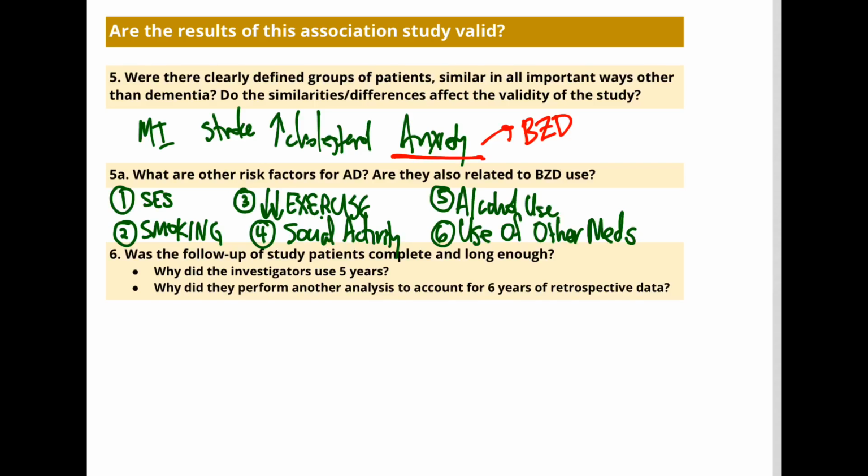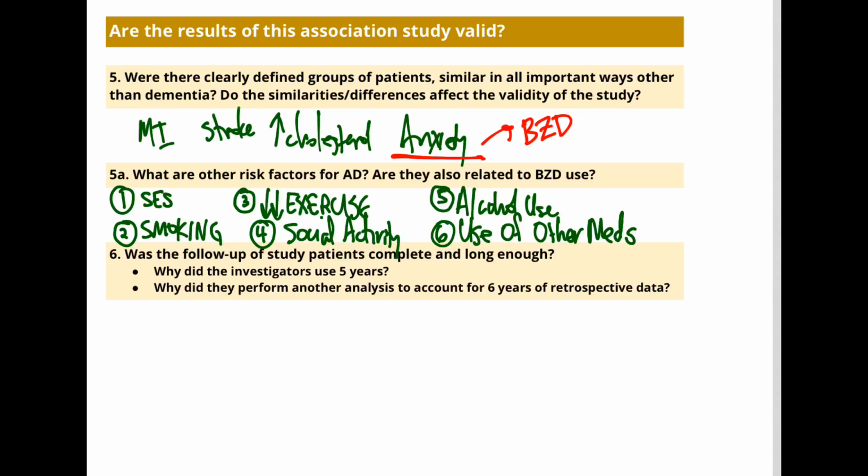All right, the next question asks, well, why was a follow-up of study patients complete and long enough? So why did they go for 5 years, and why did they perform another analysis, this sensitivity analysis, to look at 6 years of retrospective data? So the investigators did 5 years because they figured that benzodiazepines that were initiated more than 5 years ago we were probably not treating the early signs of Alzheimer's dementia with benzodiazepines, right?